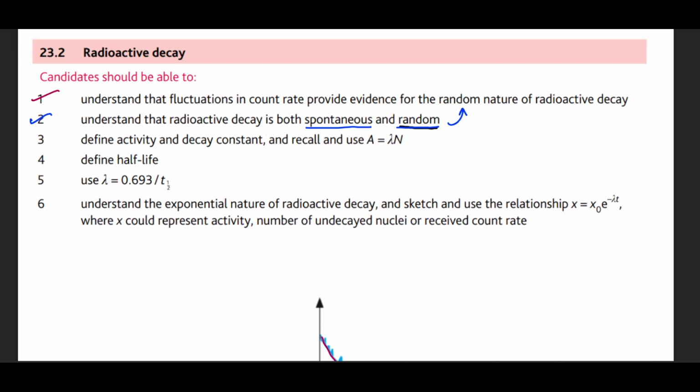Let's move to point number 3, which is that students must recall this equation, A equals lambda N. Let's look at this equation. A is proportional to N. What is A? A is called activity, and N is the number of atoms. Be advised, what number of atoms?